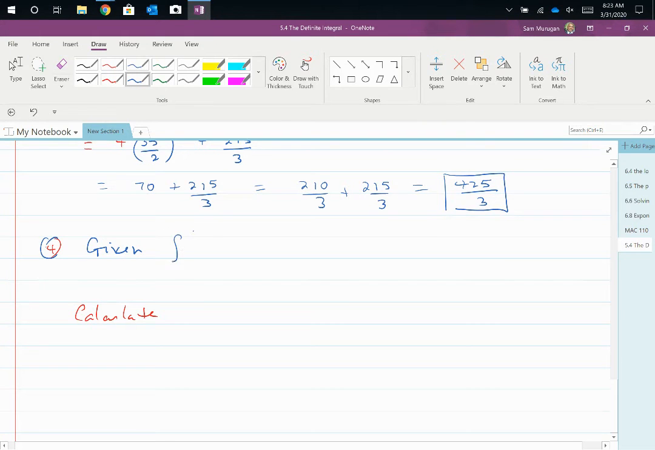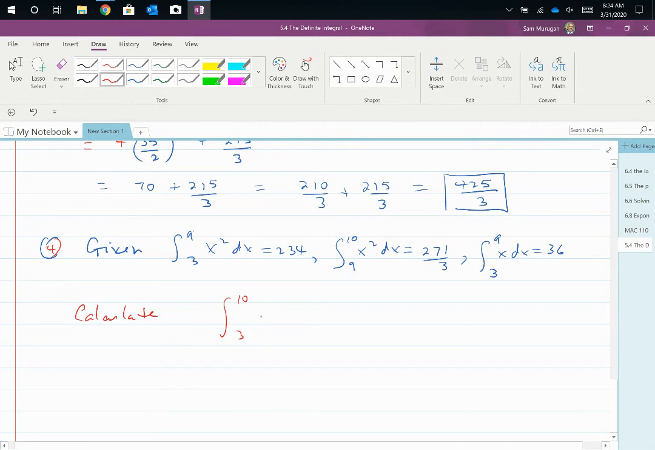All right, this is given: the integral from 9 to 3 of x squared dx is equal to 234, the integral from 10 to 9 of x squared dx is equal to 271 over 3, and the integral from 9 to 3 of x dx is equal to 36. Calculate the integral from 10 to 3 of 4x squared dx.